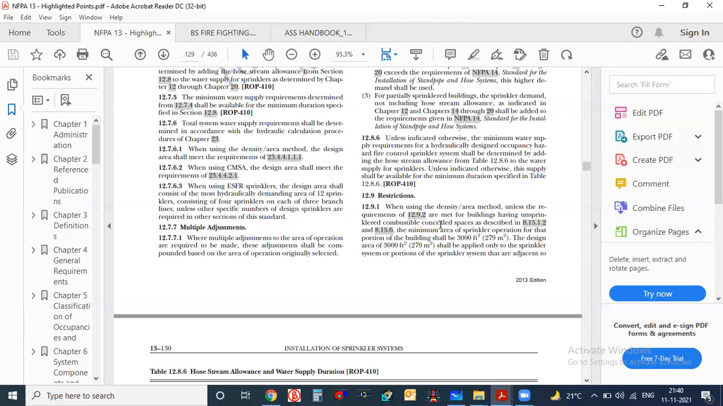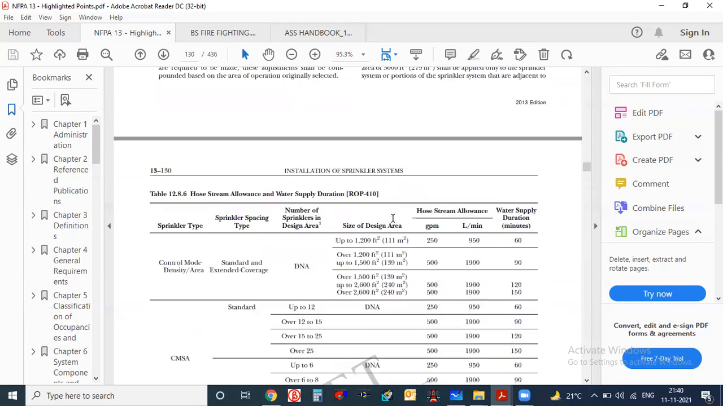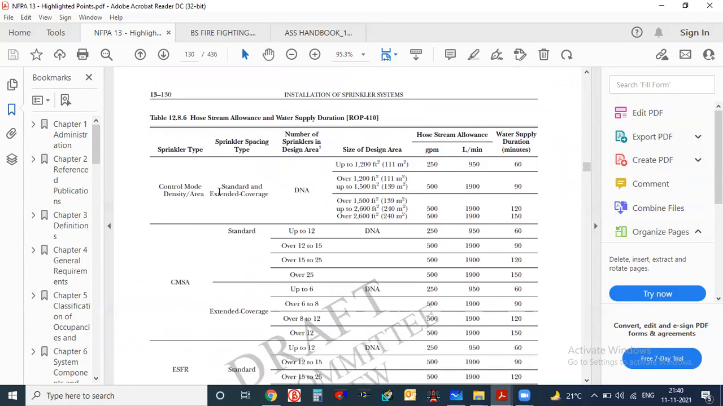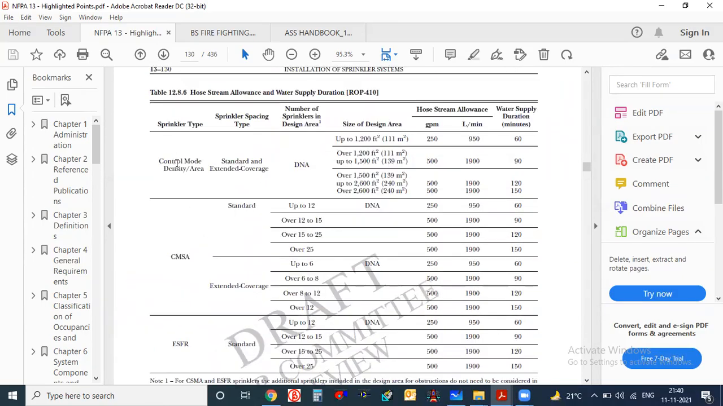And some restrictions they have given. Just go with it. And here they have given the hose stream allowance and water supply duration. And here you will find only 3 types of sprinkler: control mode density area, CMSA, ESFR. Again, standard and extended coverage.